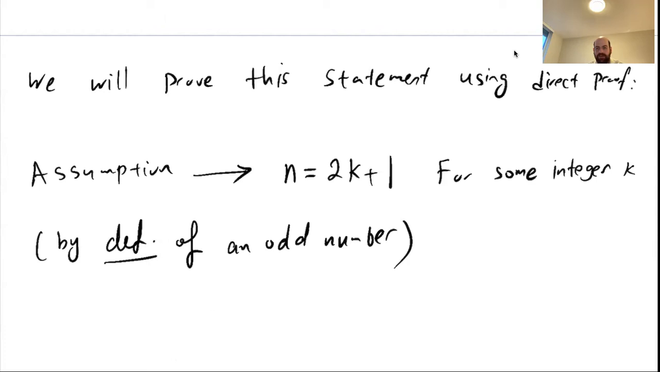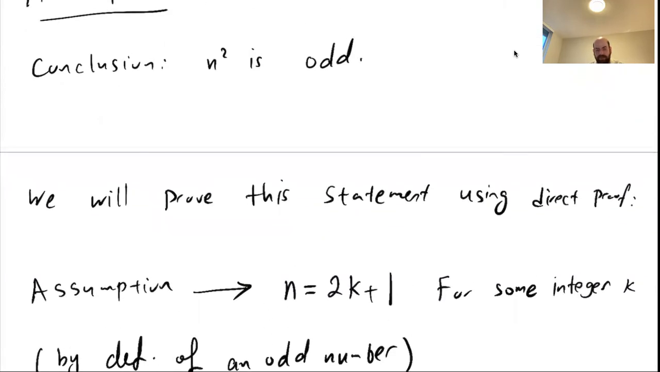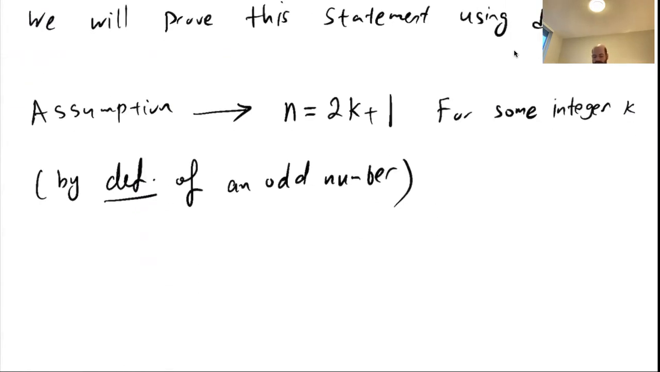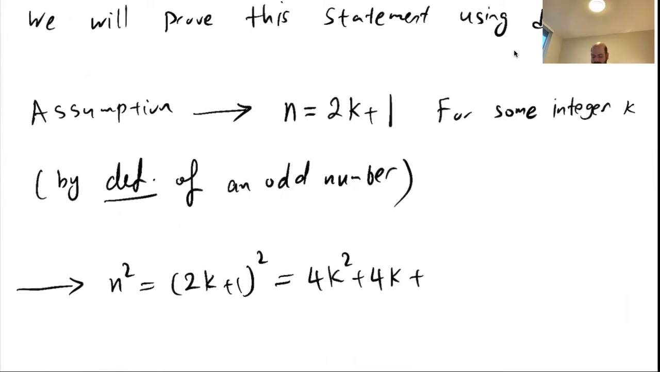I already have n. I know that n is 2k plus 1. I want to prove a statement about n squared. So what can I do? I can raise both sides to the power 2 in order to make n squared appear in my proof. So then n squared is equal to 2k plus 1, the whole squared. Now for 2k plus 1 the whole squared, I have an identity, right? What is the identity for a plus b the whole squared? It is a squared plus 2ab plus b squared. So this is going to be 4k squared plus 4k plus 1.